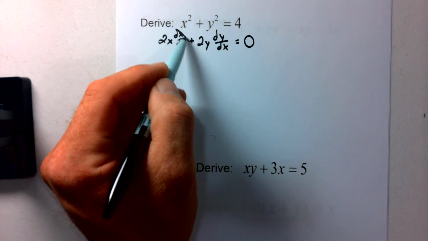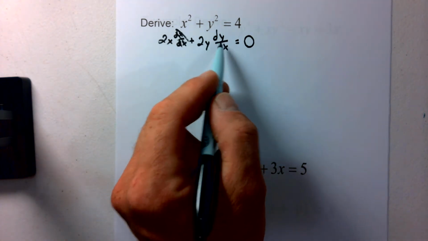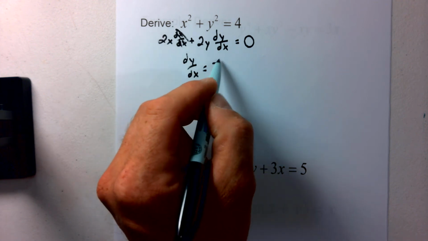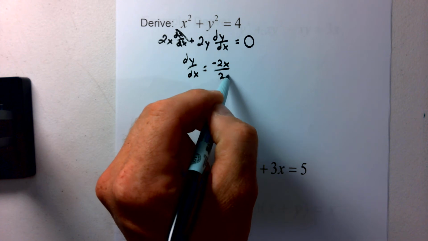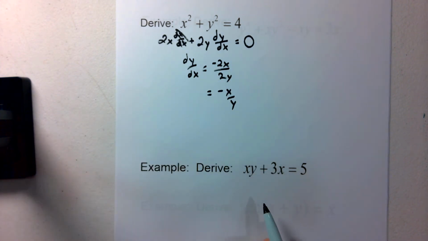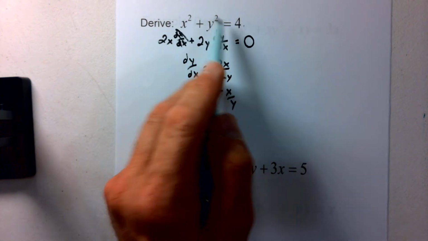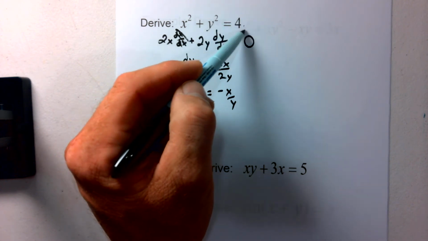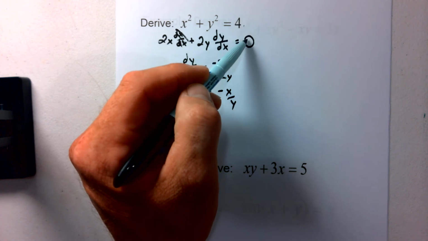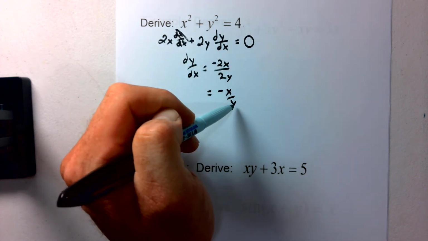Here we can eliminate those dx dx's, and we're going to solve for dy dx. So dy dx is going to equal, subtract your 2x, and divide by 2y. Simplifying that, we get negative x over y. And as you think about it, x squared plus y squared equals 4 is our circle. We could put any radius over here. The derivative of any radius is going to be 0. So the derivative of any circle is going to be negative x over y.